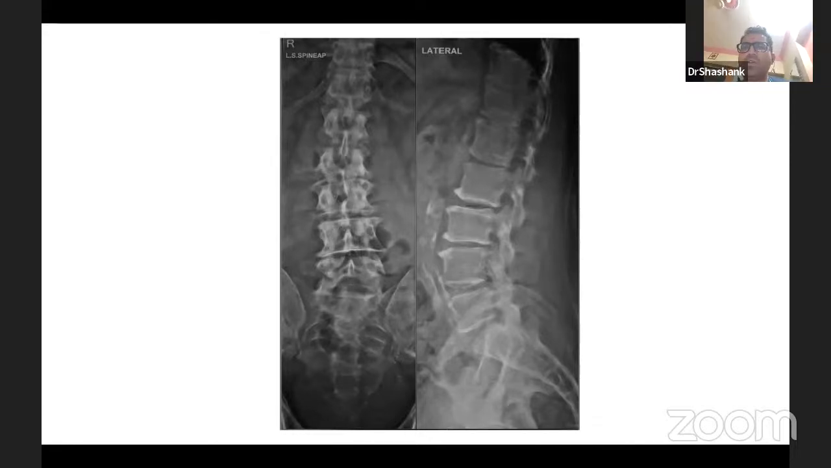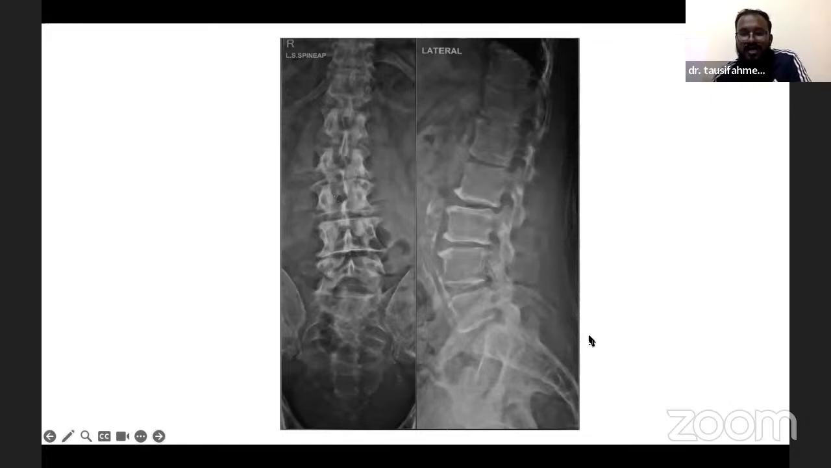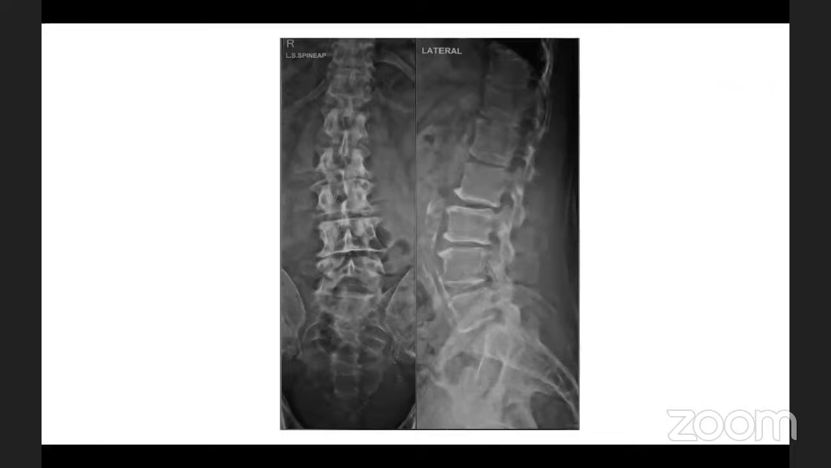So on the AP view, we can see scoliotic changes appearing in the upper lumbar region, and on the lateral we see some degenerative changes with not very significant disc space changes in the lumbar spine. Yeah. After this, you mentioned aortic calcification is also seen in the lateral X-ray. Calcification of the aorta.